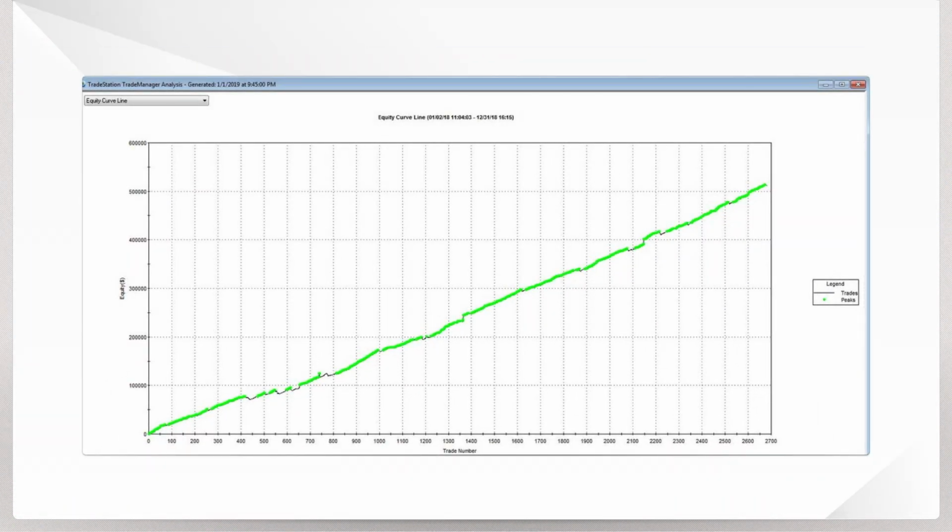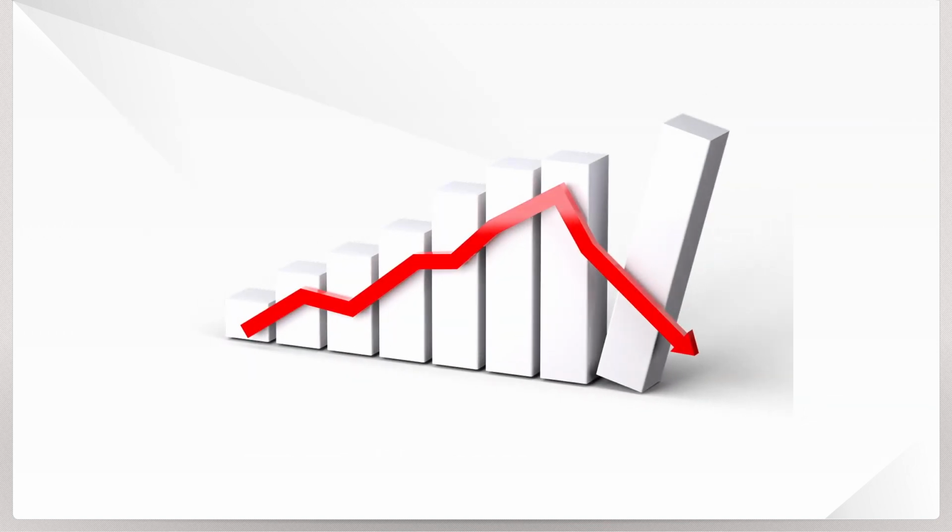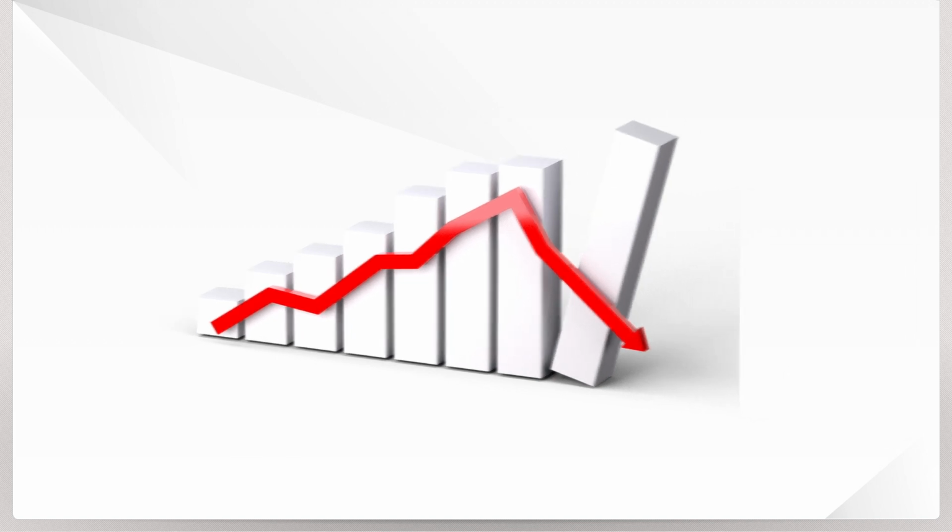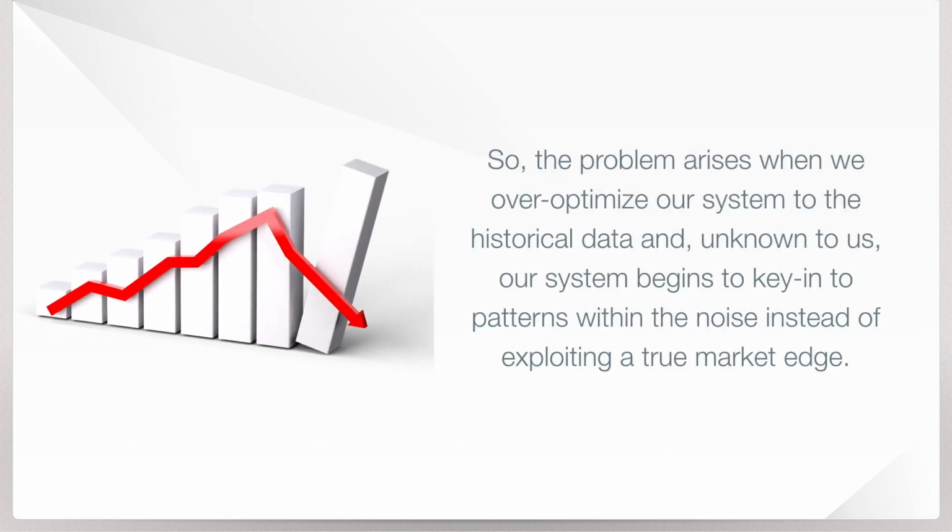You spent a lot of time on your trading strategy, and then when you move it to the out-of-sample or to the live market, what does it do? It crashes and burns. So the problem here arises when we over-optimize our system to the historical data. Unknown to us, our system begins to key into patterns within the noise instead of exploiting a true market edge.